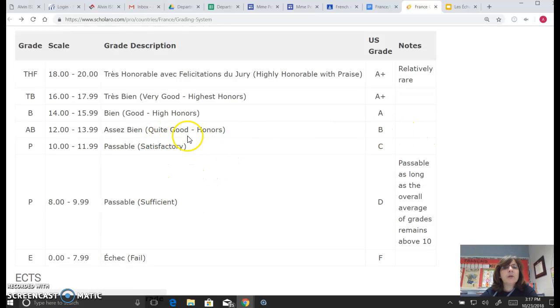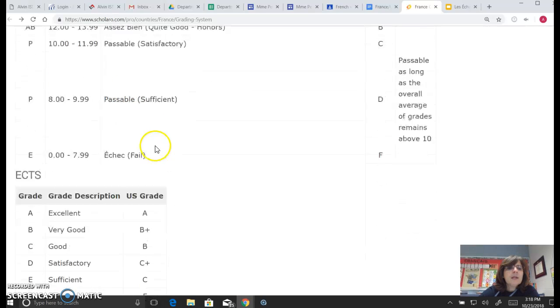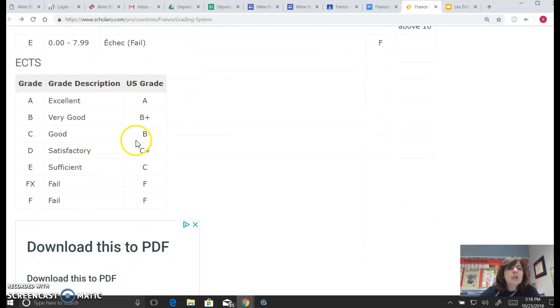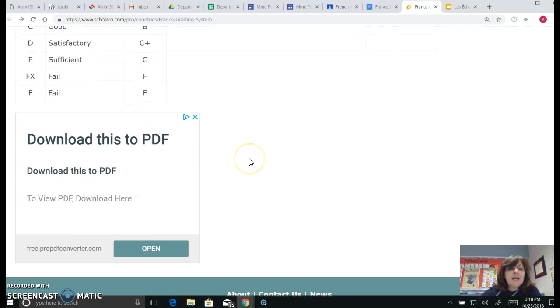B would be considered quite good in honors, so that means that my average points would be between a 12 and a 13.99 out of 20. That's what I would make on average off of any assignment that was given to me. Now let's go down to ECTS. So I have a B. So for France, I'm in the good section, and I have a C. So according to the French teachers, I'm a C student, whereas in U.S., I'm considered a B student. So that's what I wanted you to see.